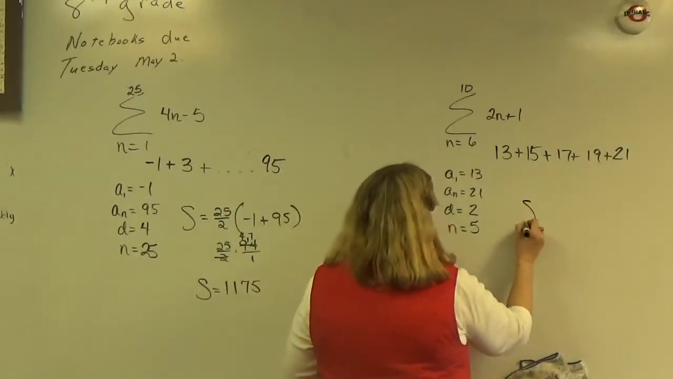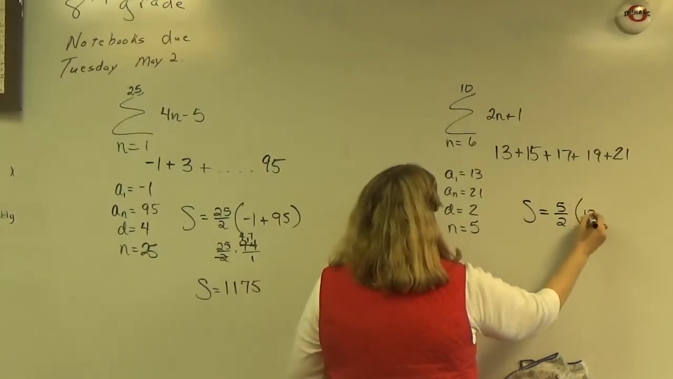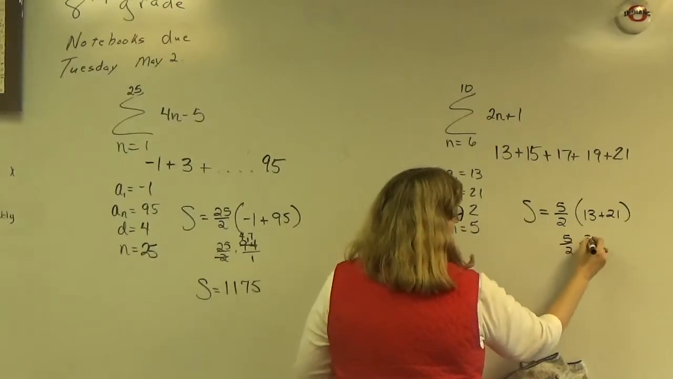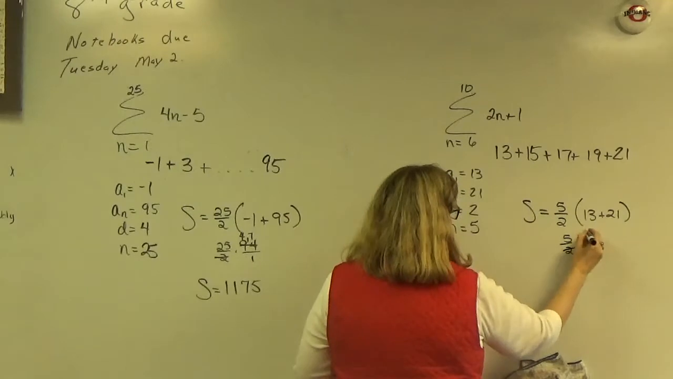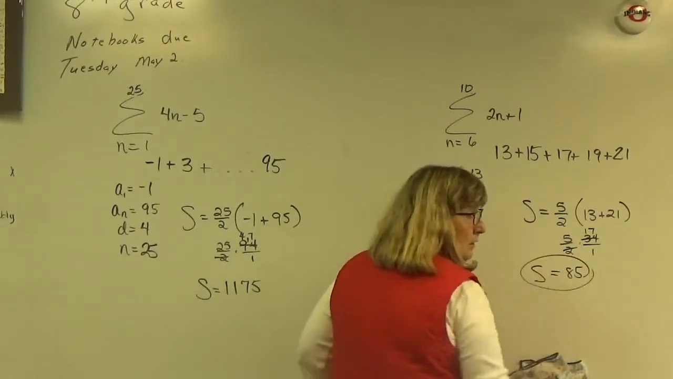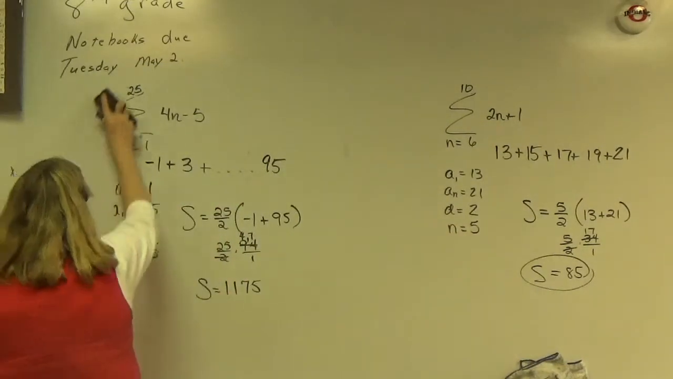Okay, so our sum is number of terms, first term plus last one. So what's that? 34? 2 cancels 34 to 17. 17 times 5 is 85. Does everybody agree with that? Yes. Now, one other example you don't need to write down.